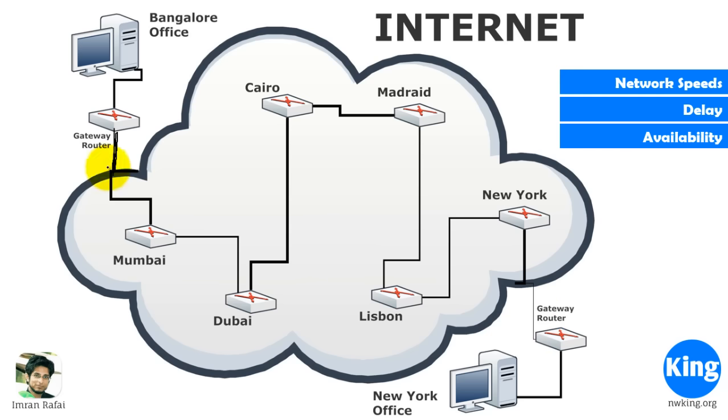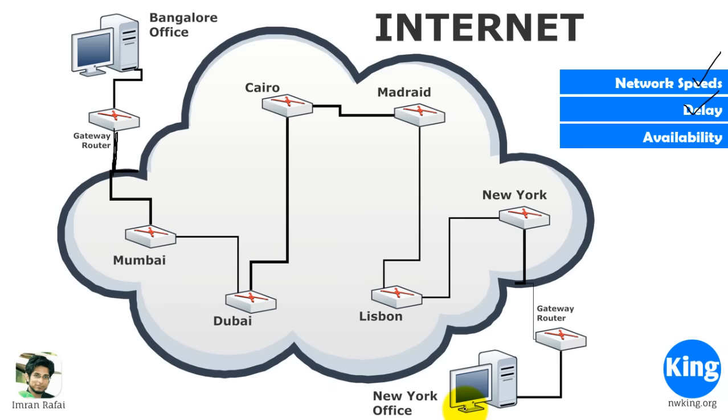So this is not the exact data flow from Bangalore to New York. I'm just giving an example. It need not always go via Dubai and Cairo. Maybe it goes through some other location. But basically the data packet flows from one location to another location to another location. So like I said, the speed always depends on the different link speeds that you have in between. Again, there's another critical factor, which is delay.